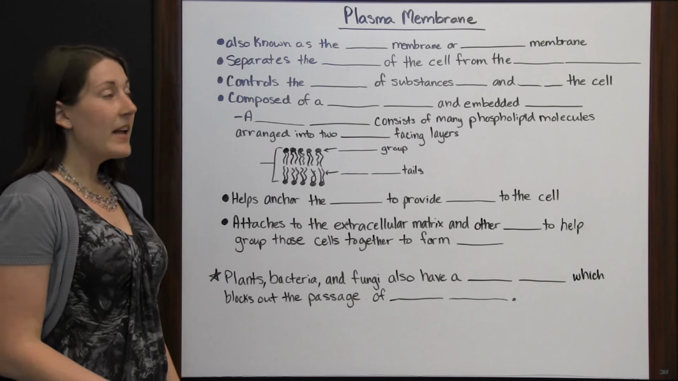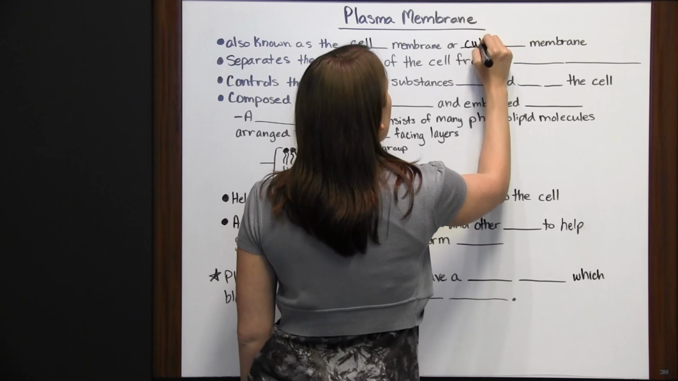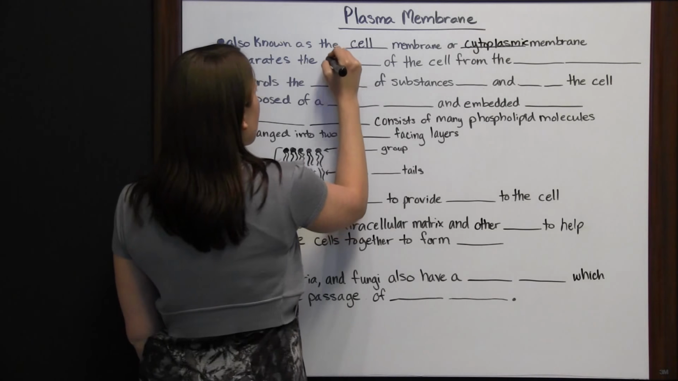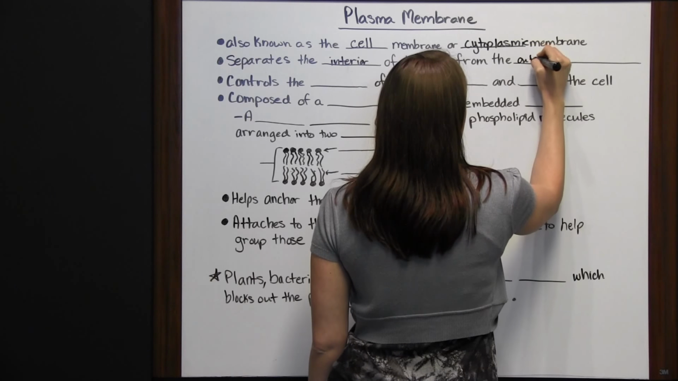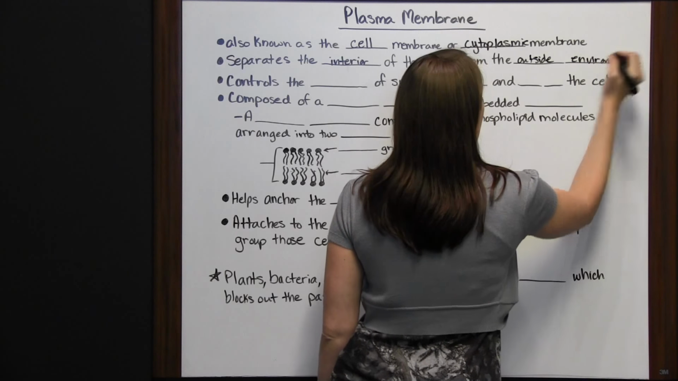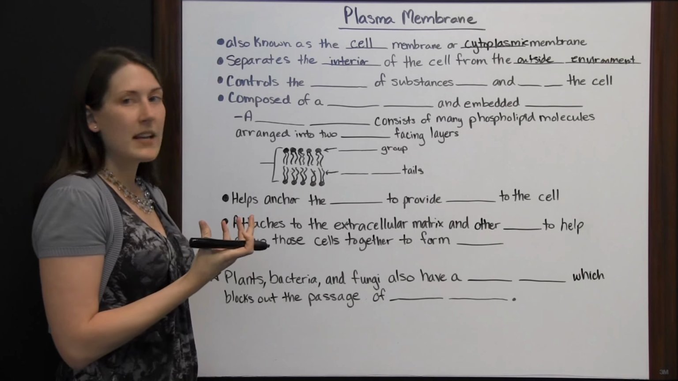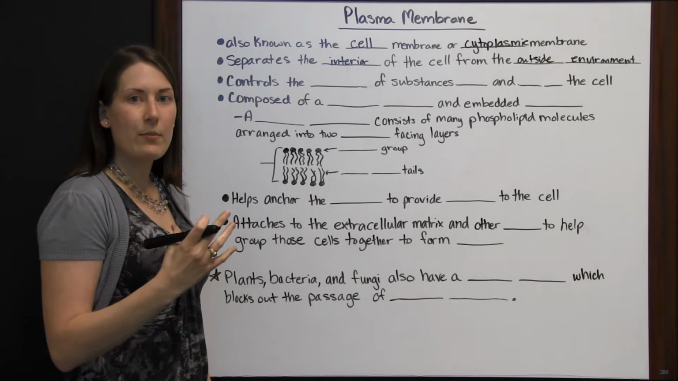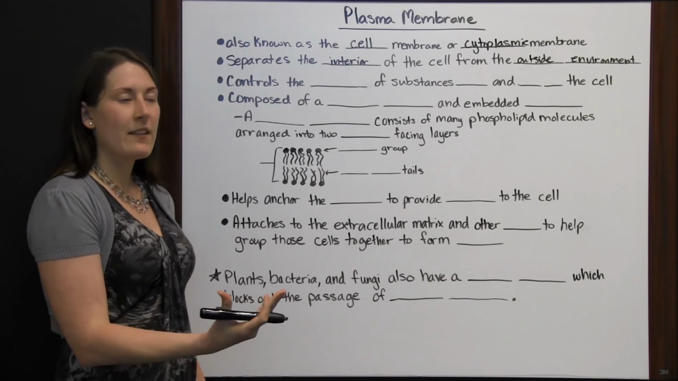Plasma membrane. The plasma membrane is also known as the cell membrane or the cytoplasmic membrane. It separates the interior of the cell from the outside environment. So it being called the cell membrane makes sense because it surrounds the whole cell and keeps it safe from the outside environment. And the cytoplasmic membrane also makes sense because it's holding all the cytoplasm in. It's a membrane surrounding all the cytoplasm in the cell and protecting it from the outside environment.